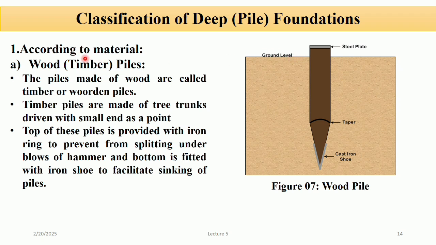So now let's discuss the types of piles according to material. The first one is wood, also called timber pile. The piles made of wood are called timber or wooden piles. We drive the pile with the help of a hammer. We provide a seat plate at the top to prevent splitting of the pile due to the continuous blows of the hammer. And at the end we provide a cast iron shoe to facilitate the sinking of the pile.